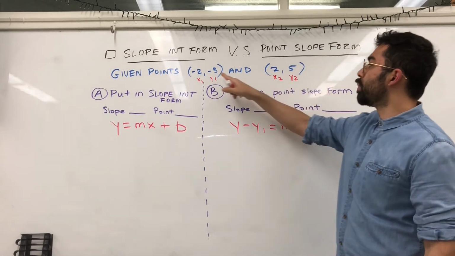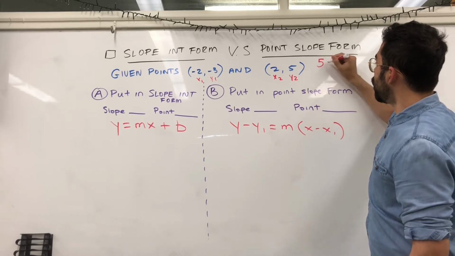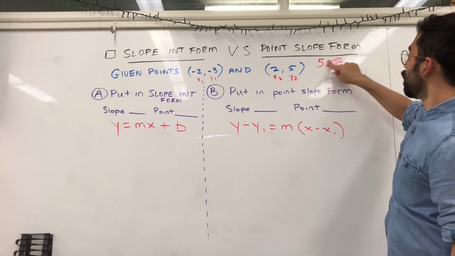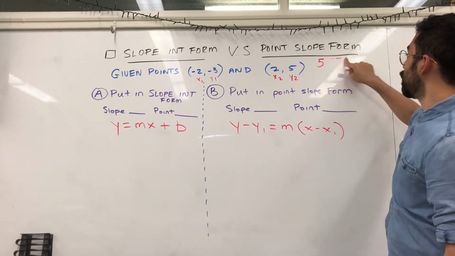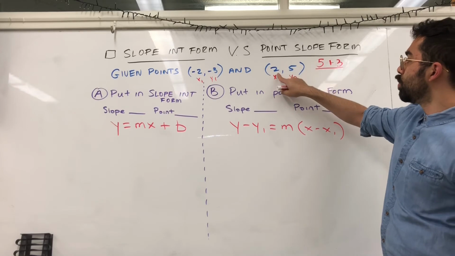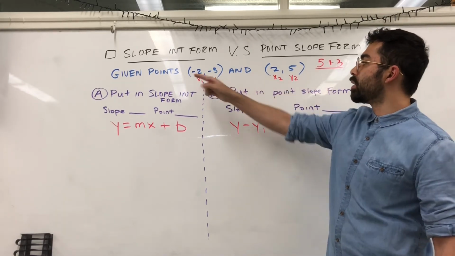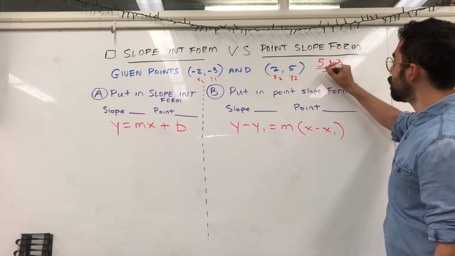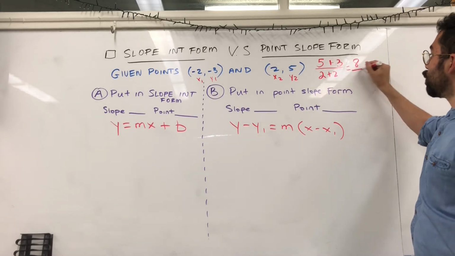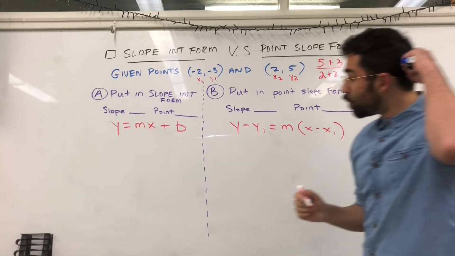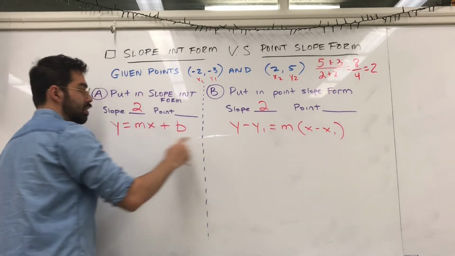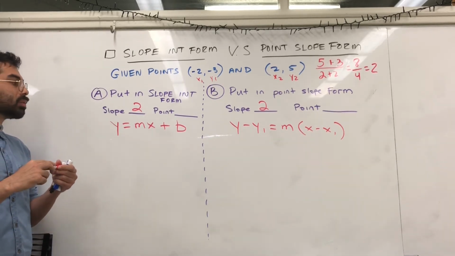Remember, it's y2 minus y1, so 5 minus a -3. That turns out to be a +3, so we're actually going to have 5 plus 3. And that's x2 minus x1, that's 2 minus a -2, which would be 2 plus 2 in this case. This turns out to be 8 over 4. So we have a slope of 2. Again, we're going to use the same exact slope. There are just different ways of writing 2 different equations.